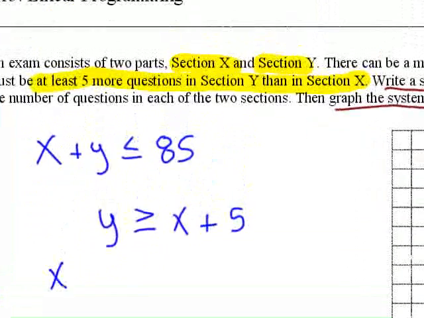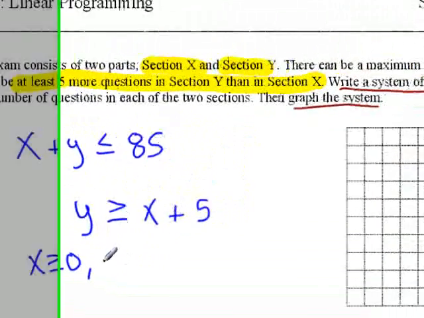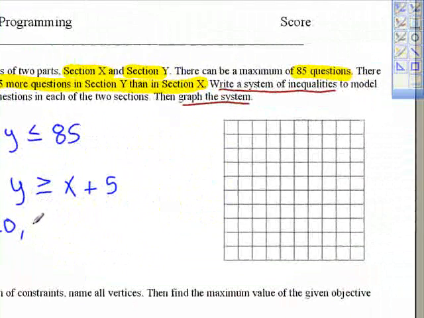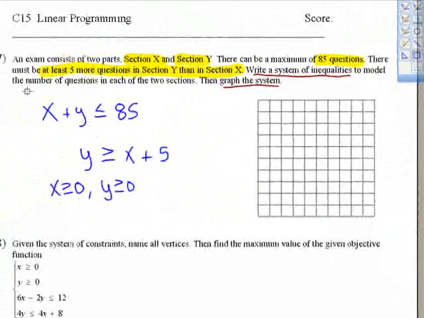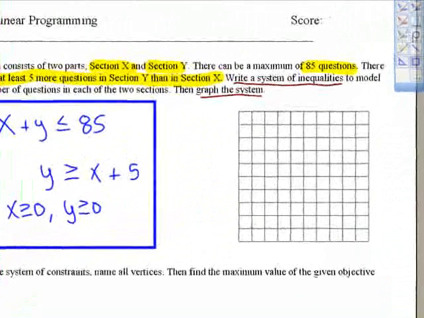And then we would have, can't have a negative number of questions, so X is greater than or equal to 0, and Y is greater than or equal to 0. So there's one chunk of what I was asked to do. One part is to find the inequalities. We've got that. Now we need to go ahead and graph.